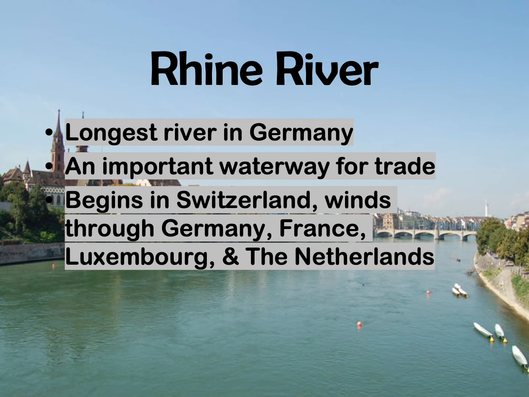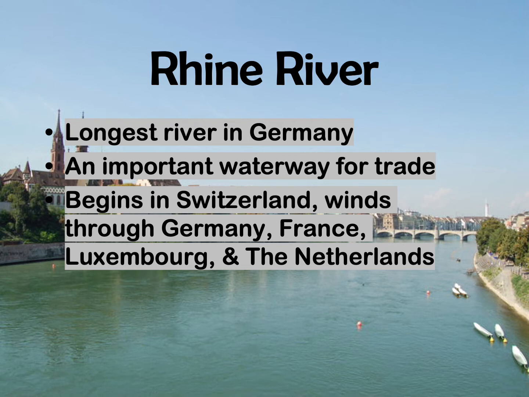Now this is where you're going to start taking some notes. So the Rhine River. It's going to be the longest river in Germany, and it's an important waterway for trade. So again, a lot of Europe is going to use water for trading. It begins in Switzerland, winds all the way through Germany, goes to France, Luxembourg, and then the Netherlands.